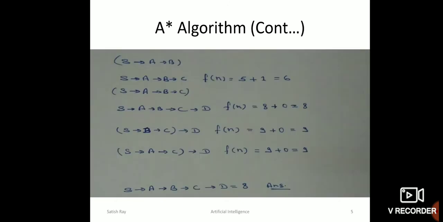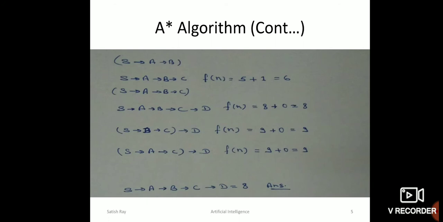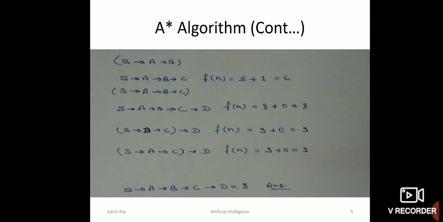So 5 plus 1, and the heuristic value of node C is 1. So 5 plus 1 equals 6. Then we will write this path at the right hand side here. Now we will select the unexplored and minimum value path. Now we have S to A to B to C as the minimum value, and we will move towards D using this path. Now we have f of n equals 8.